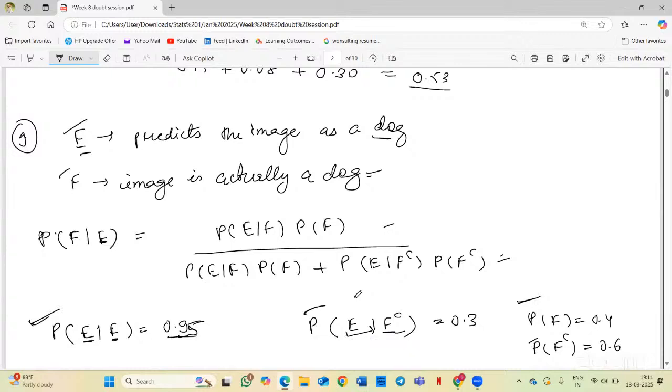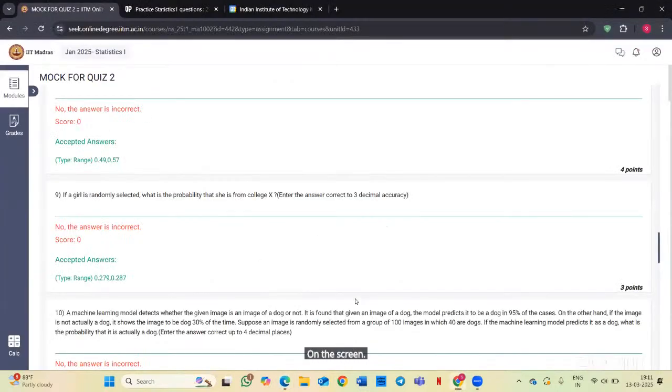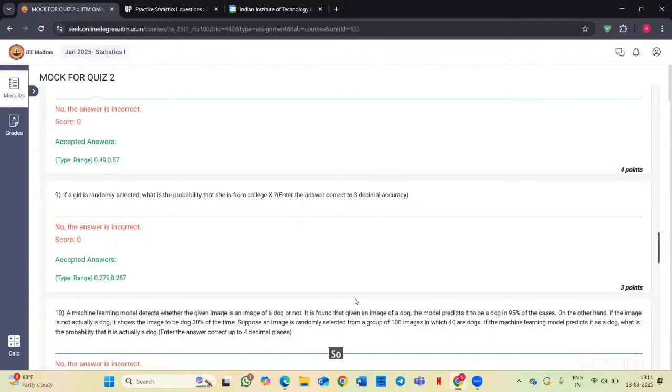Consider the number 100. Since there are numbers in the question, put up the question on the screen. In the question, it's given that 95%, 30%, 40%, 100 images, 40 dogs. So I thought there are 100 images, of which 40 are dogs and 60 are non-dogs. Among the 40, it clearly says that 95% of the cases are actually a dog, so of 40, 95% is 38 dogs, and two are not.